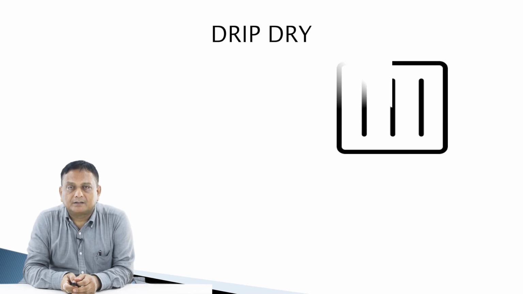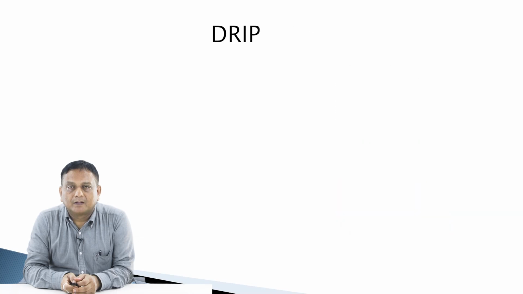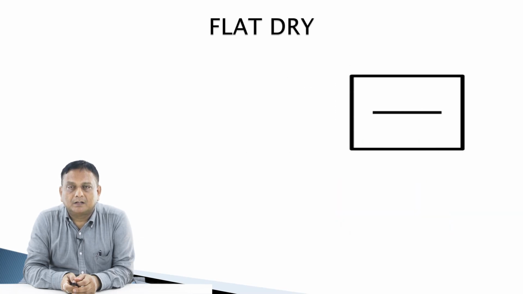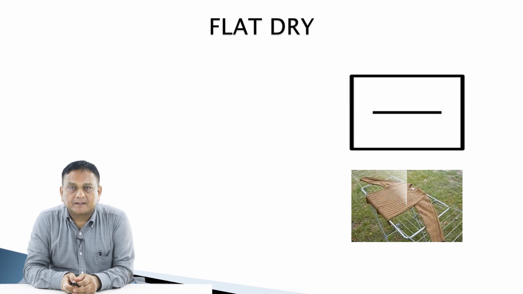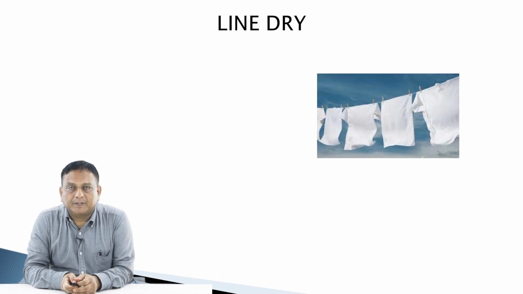Drip dry, these are the symbols used for the drip dry. Then comes the flat dry. Normally the knitted garments or woolen materials, the flat dry is getting done as is shown in the figure. Then comes another type of drying, that is the line dry. So line dry is very simple, and this is the symbol of line dry.